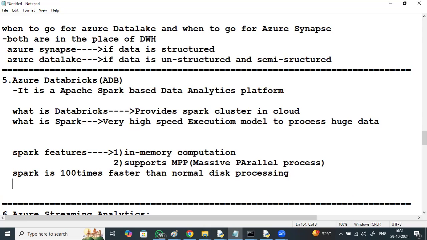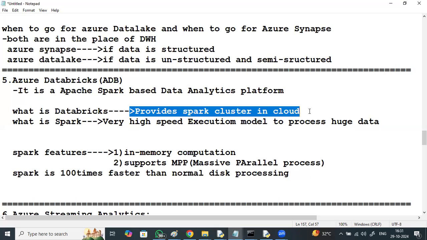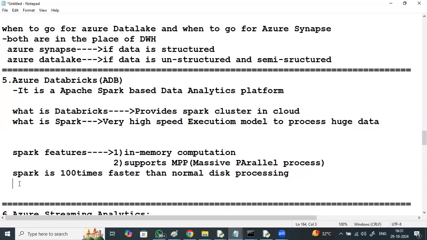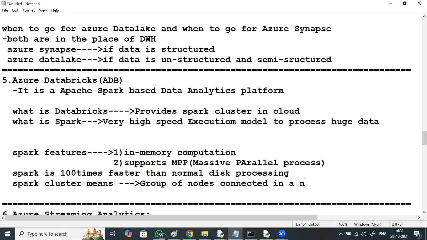So Databricks provides a Spark cluster in the cloud. Spark cluster means a group of nodes connected in a network.